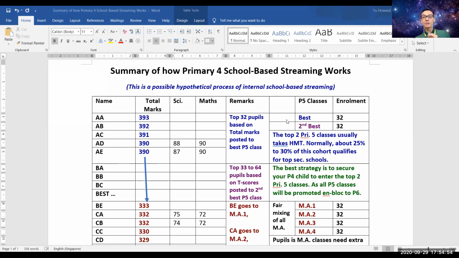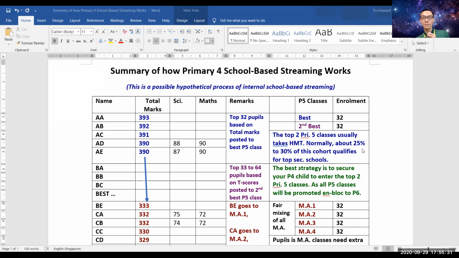These top 32 students, assuming each P5 class has a maximum enrollment of 32 students, from descending scores from 393 all the way to a certain number, will be promoted to the best class in P5. The next students, the top 33 to 64, will go to the second best class. This is how the school will put them. Usually the top 2 P5 classes take higher mother tongue.